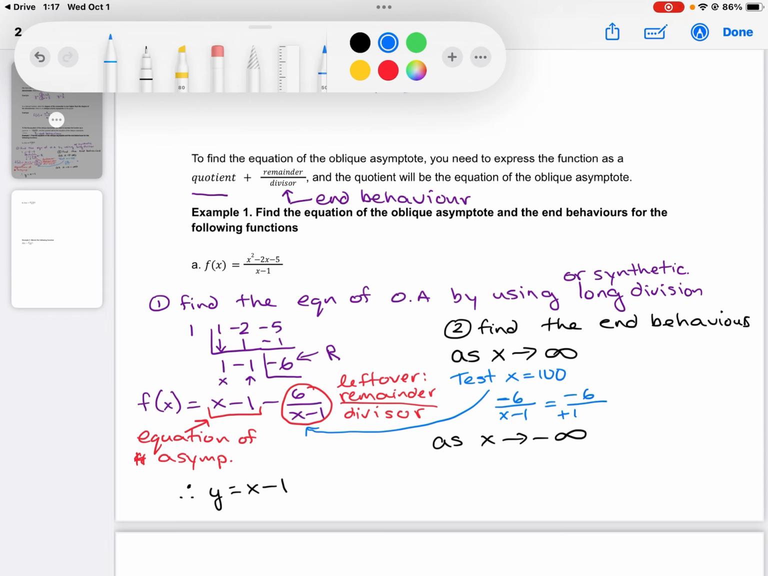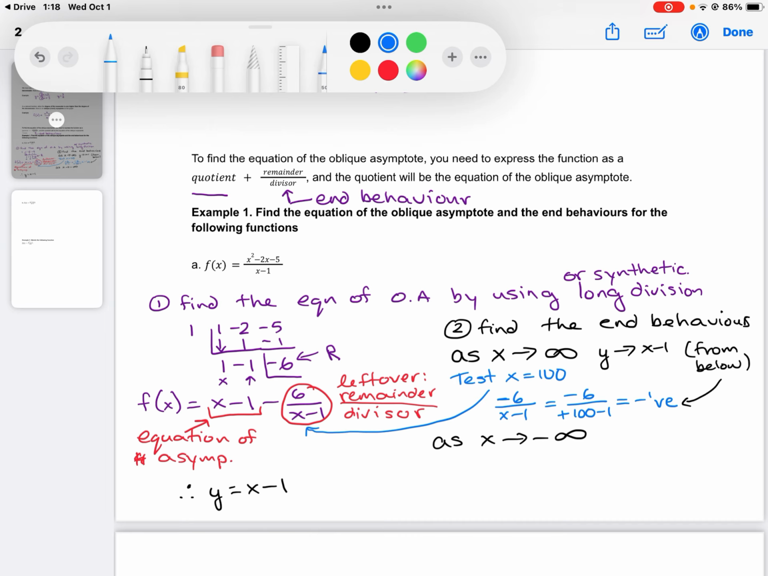And I can see that if I put in 100, this is going to work out to be a negative value. So that means that I am at 100 minus 1, I'm at my asymptote, and then I am taking away a little bit. So that means that I'm approaching my asymptote. So I'm going to say that I approach my asymptote from below because this value is negative.